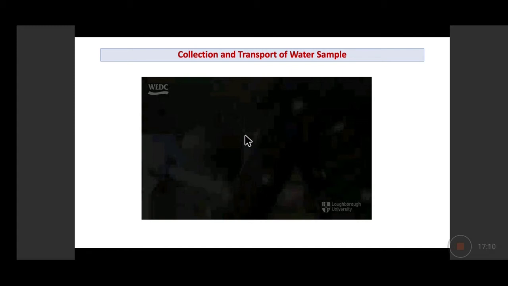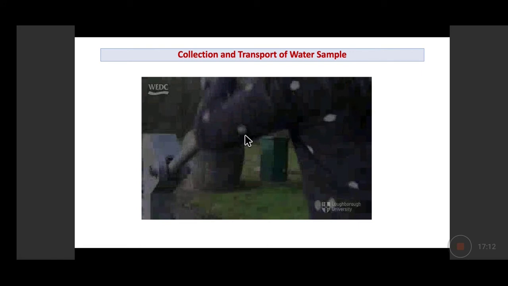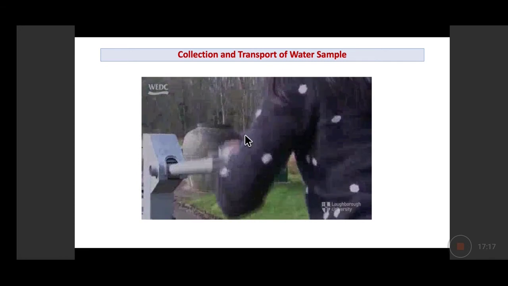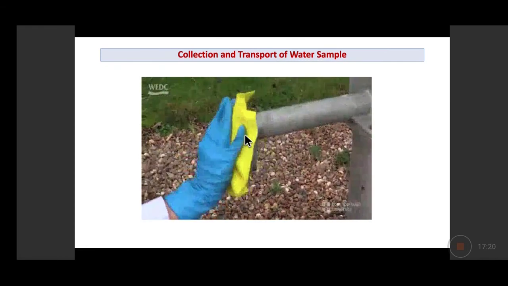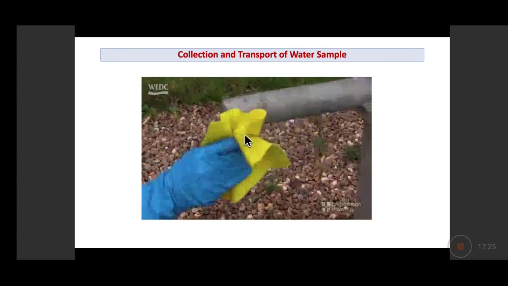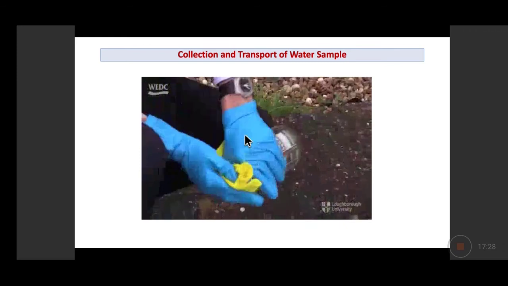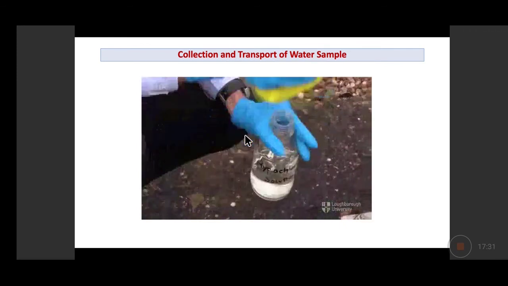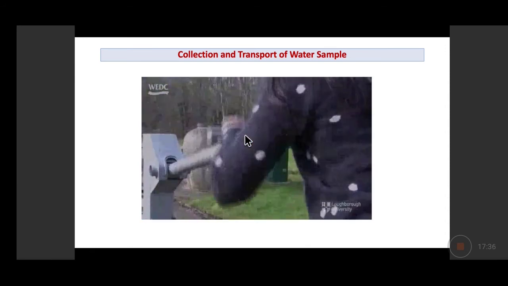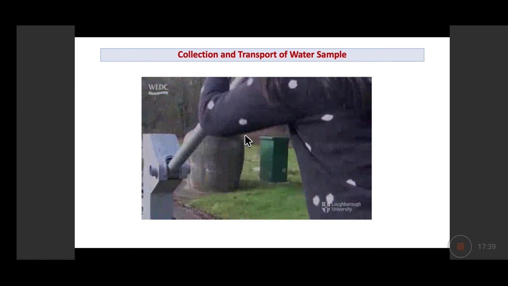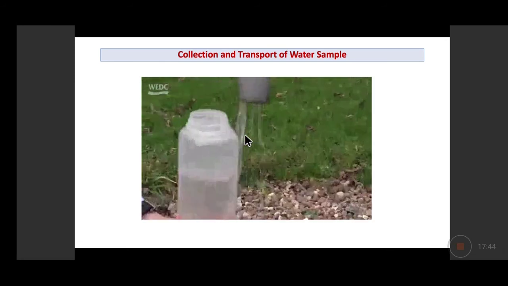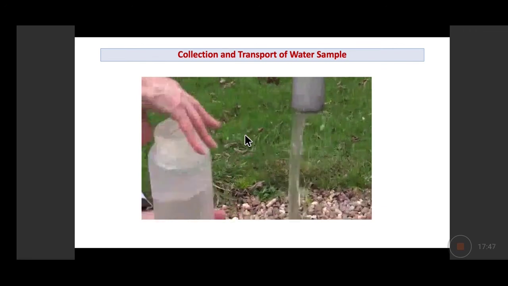This part tells how to collect the sample from hand pumps. First you let the hand pump operate for a few minutes, let the water flow, and then you sterilize it with an alcohol swab and clean it. You can also use a blue burner to sterilize it. Then you again let the water flow, and then you collect the sample. The collecting container can be a glass container or plastic container, but it should be sterile.